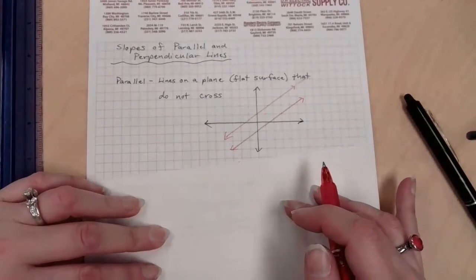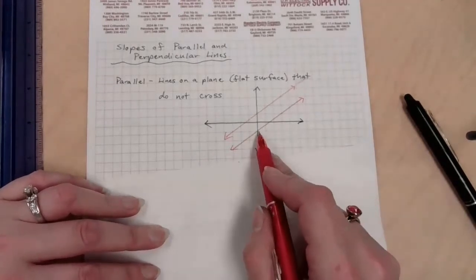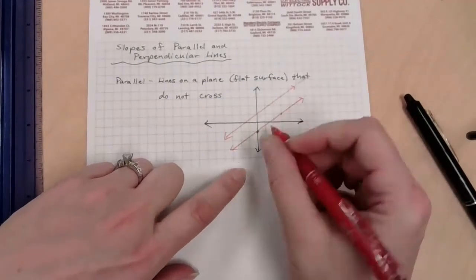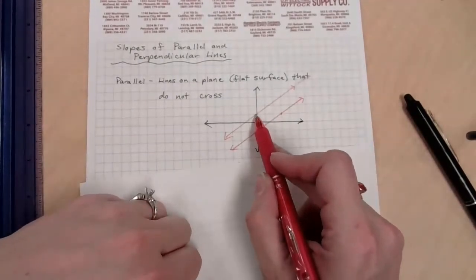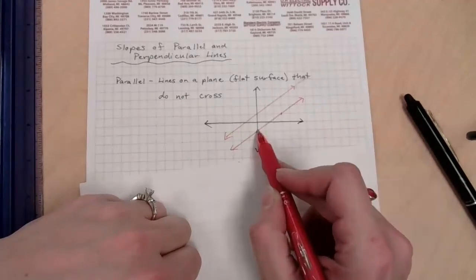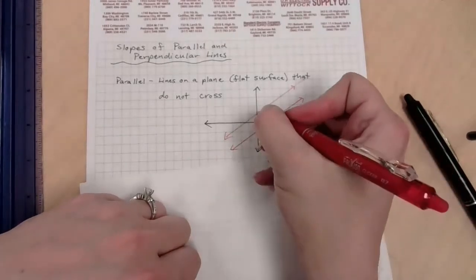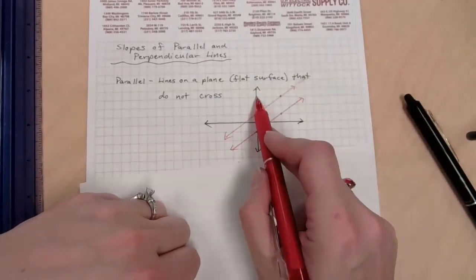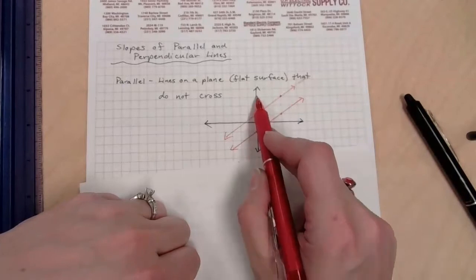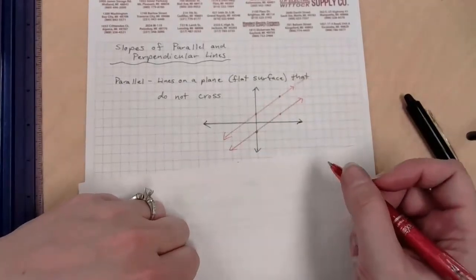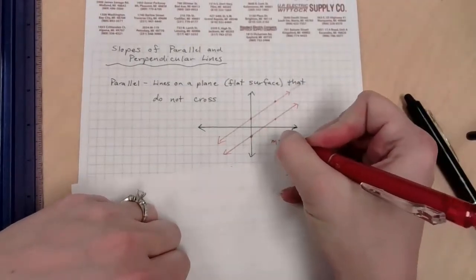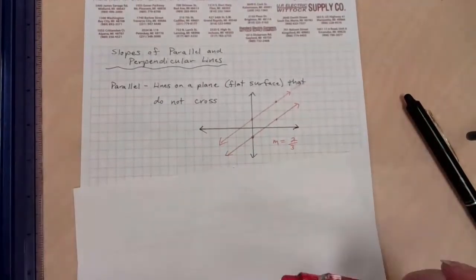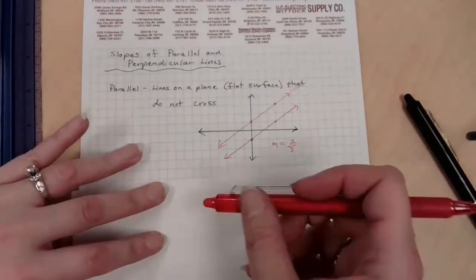So let's take a peek with this line right here. In order to get from this point to this point, I would need to go up 2 boxes and over 3 boxes. So my rise is 2, my run is 3. What about going from this point to this point? Up 2 boxes, over 3 boxes, my rise is 2, my run is 3. Both of these lines have a slope of rise over run, 2 over 3, 2/3. Because they have the same exact slope, they are parallel.